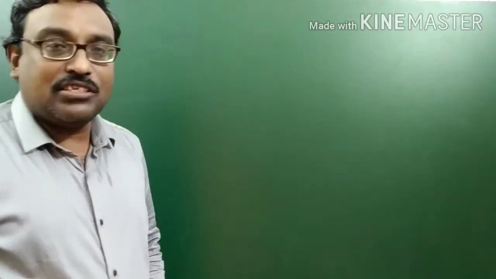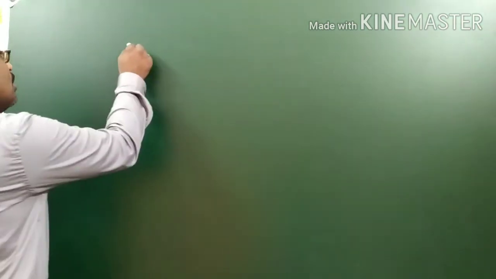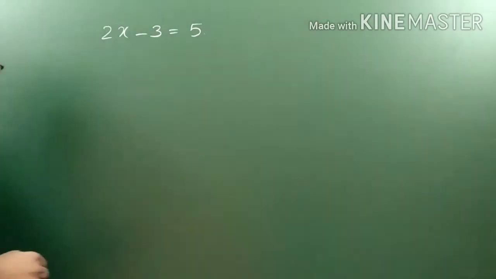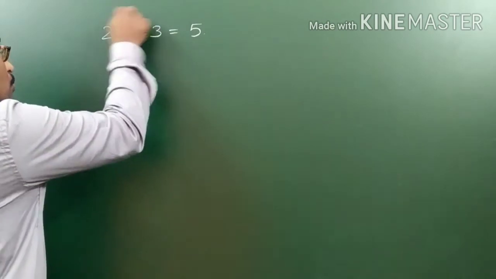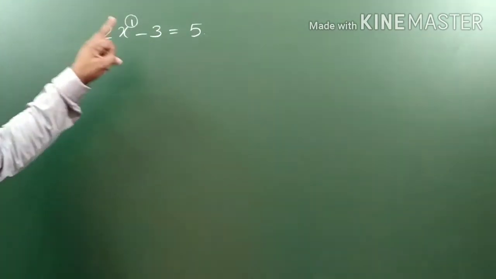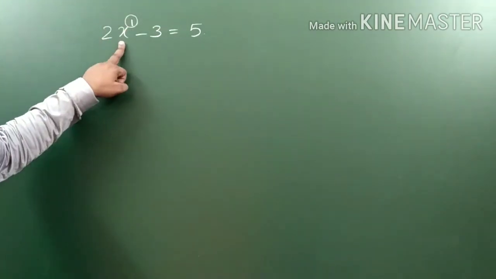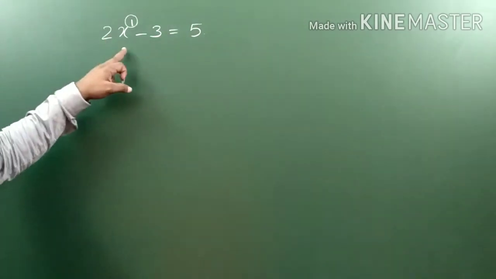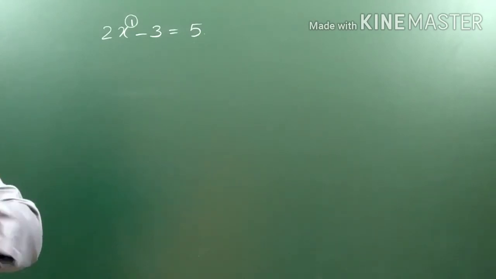Now, linear equation in one variable. We already discussed this in our 8th class. Once again, we will discuss. Suppose 2x minus 3 is equal to 5. The degree is 1, and one variable is present. So 2x minus 3 is equal to 5 is a linear equation in one variable.